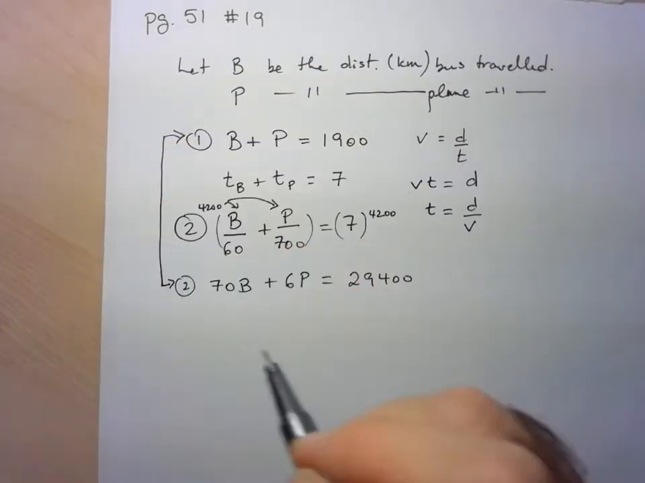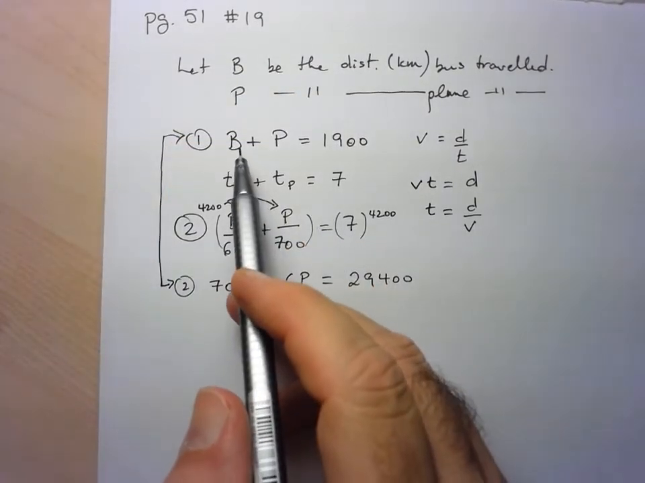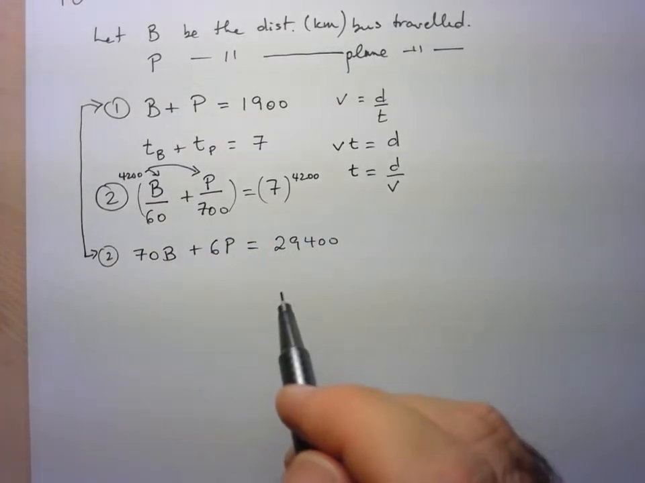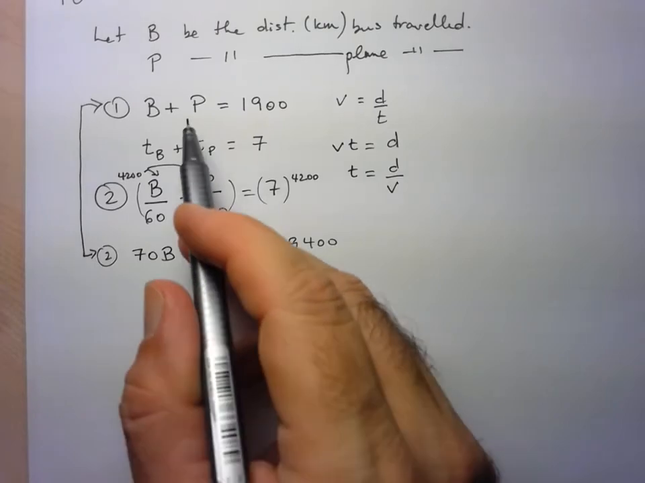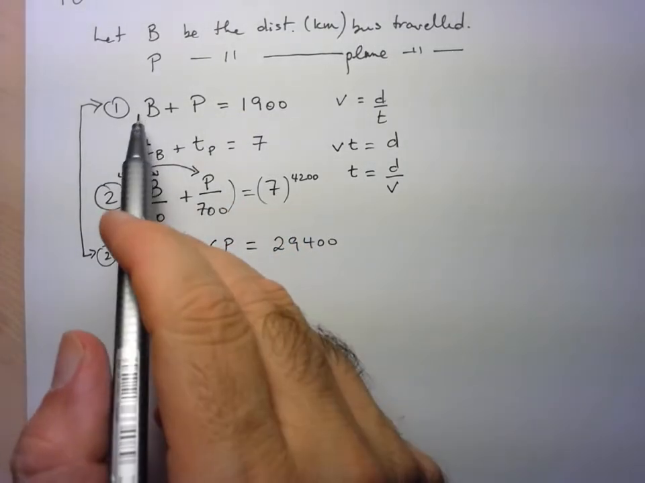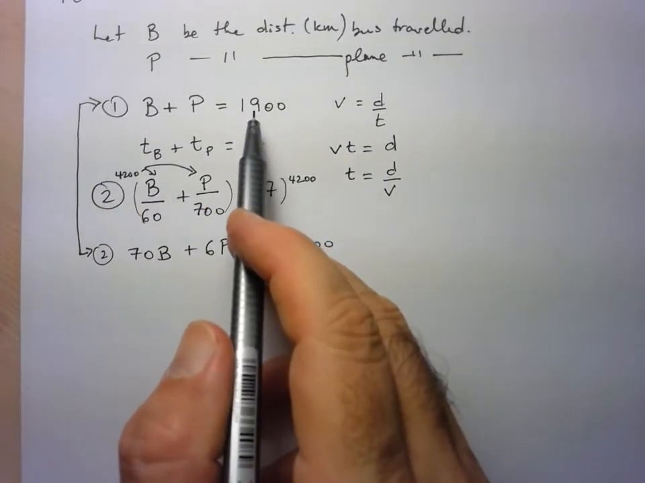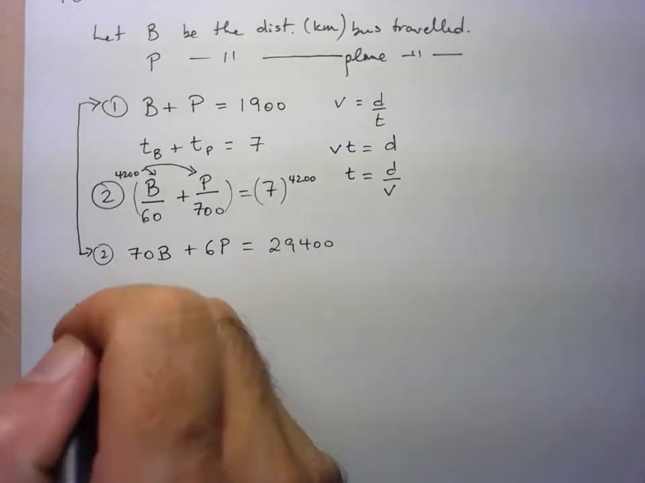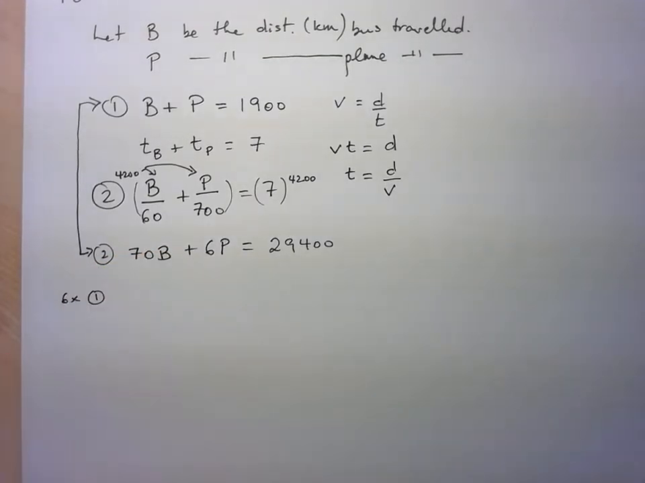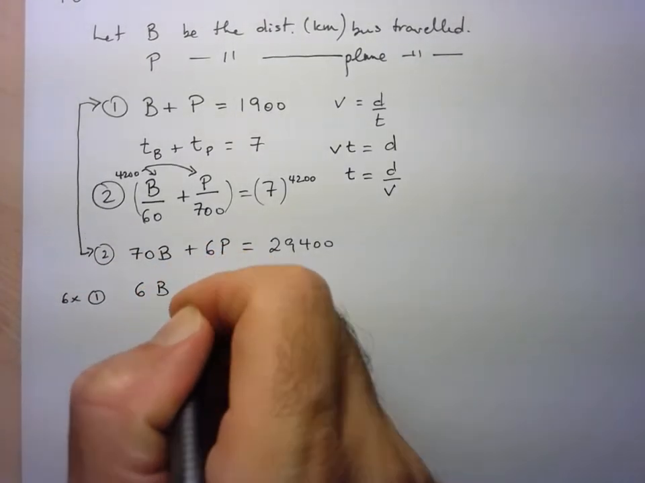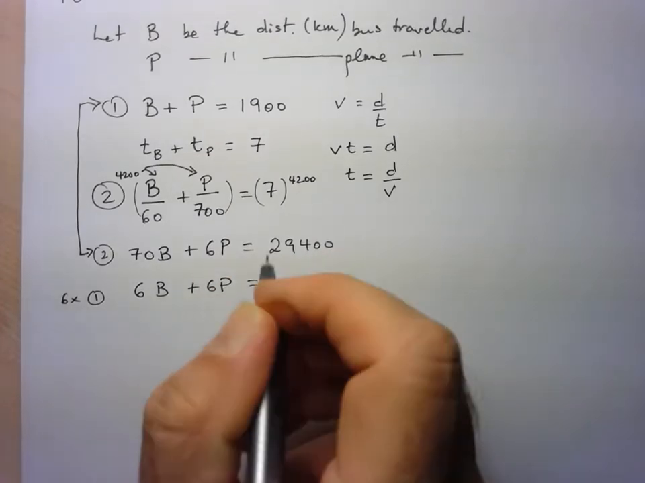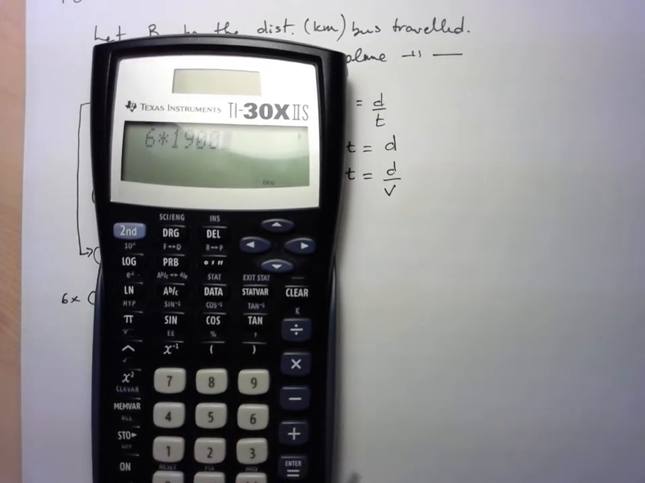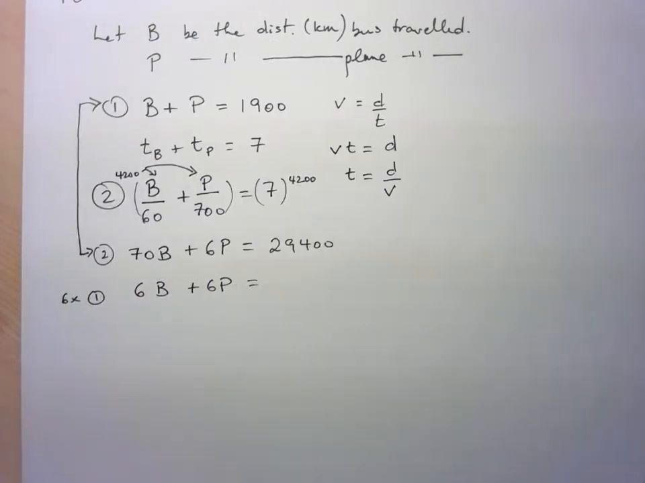So now these are the equations I'm going to be working with. And again, I could use substitution. B and P are both easy to isolate, but I just prefer using elimination. And I'm definitely going to eliminate the P's, because that means I just have to multiply equation 1 by 6 instead of having to multiply it by 70 if I wanted to get rid of the B's. So I'm going to take 6 times equation 1. So it's going to be 6b plus 6p equals 6 times 1900. So let's see what that is. 6 times 1900 is equal to 11,400.